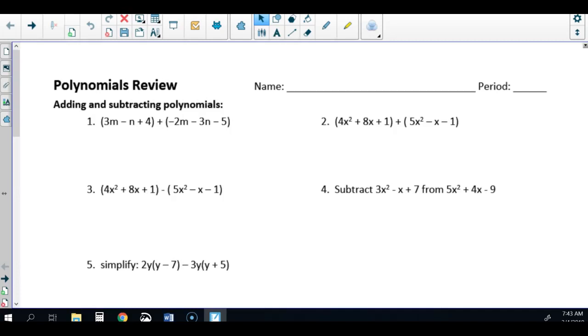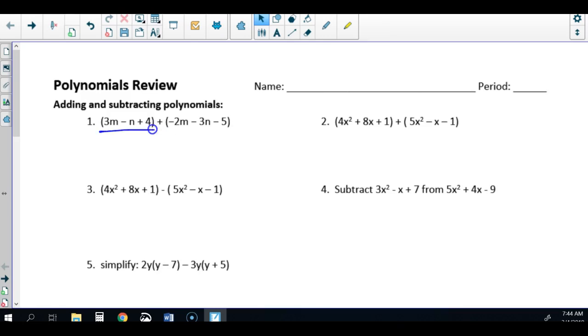All right, let's start out with our polynomials review for the test we have coming up on Wednesday. Let's jump right to it with number one. This is a topic we haven't really discussed in a while. This is just adding like terms.